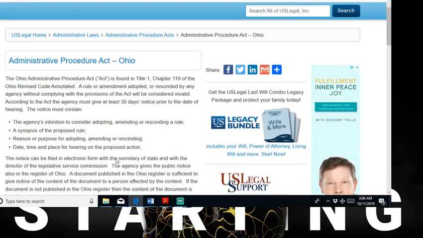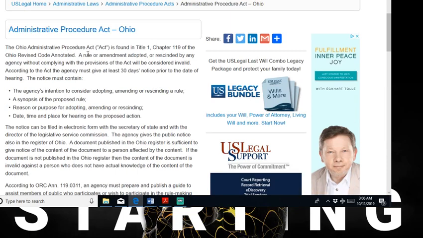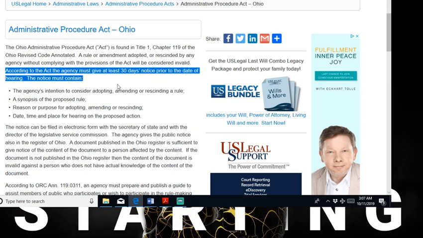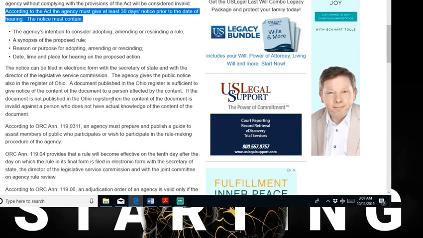Let me go to this Ohio administrative procedure. See, a lot of y'all don't understand that when you're dealing with institutions to institutions, institutions have administrative processes. So you've got to understand, that's why I say you always do something in 30 days. According to the act, the agency must give at least 30 days notice prior to the date of a hearing or any action. This is what I'm trying to tell y'all.